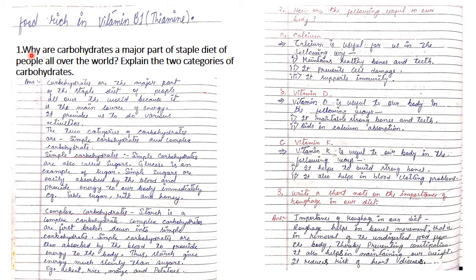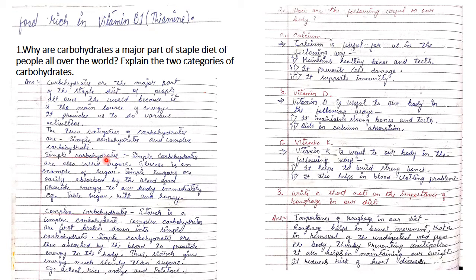Number 1, that is, why are carbohydrates a major part of the staple diet of people all over the world? Explain the two categories of carbohydrates. Answer is, carbohydrates are the major part of the staple diet of people all over the world because it is the main source of energy. It provides us energy to do various activities. The two categories of carbohydrates are simple carbohydrates and complex carbohydrates.